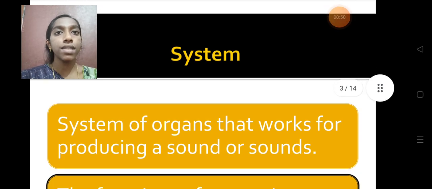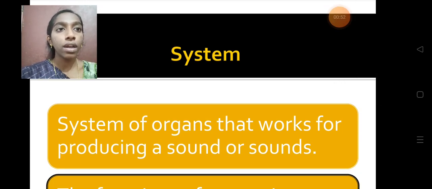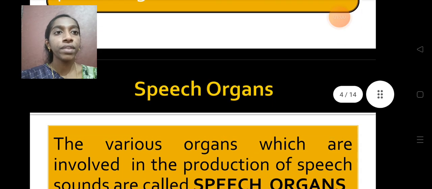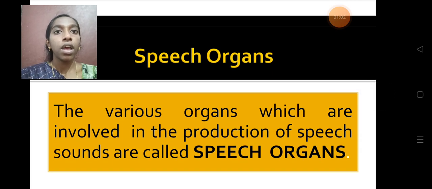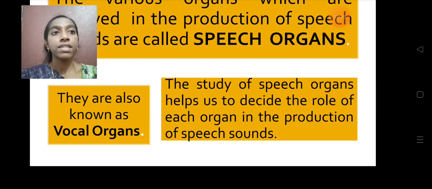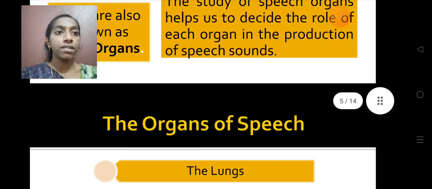Then we'll see about system. System of organs that work for producing a sound or sounds. The functions of organs in producing a sound or sounds. Then speech organs. The various organs which are involved in the production of speech sounds are called speech organs. They are also called vocal organs. The study of speech organs helps us to decide the role of each organ in the production of speech sounds.